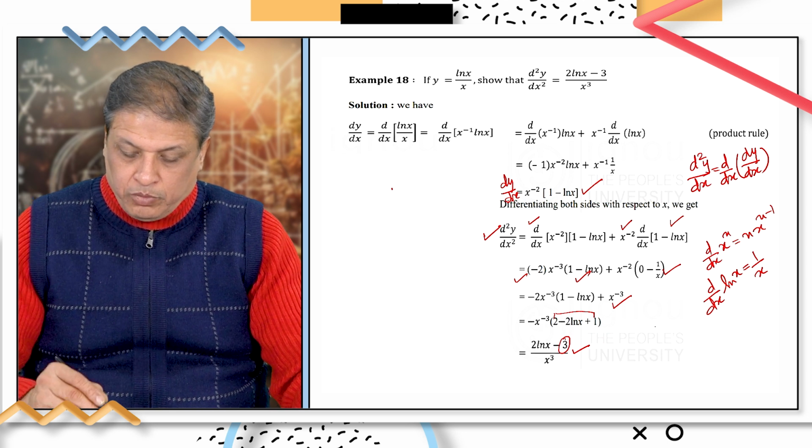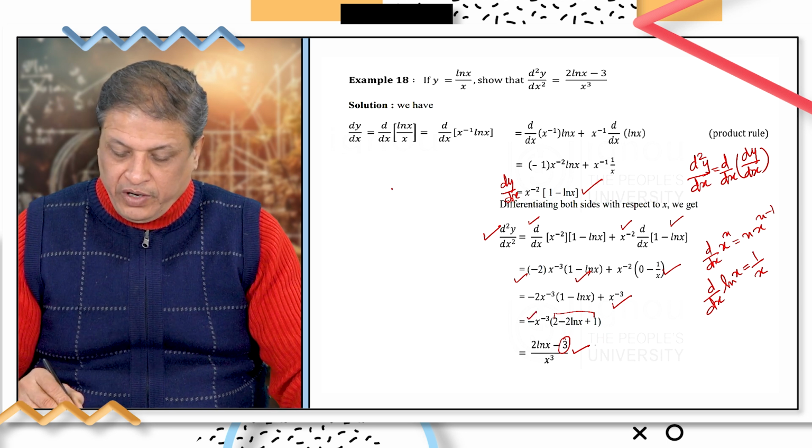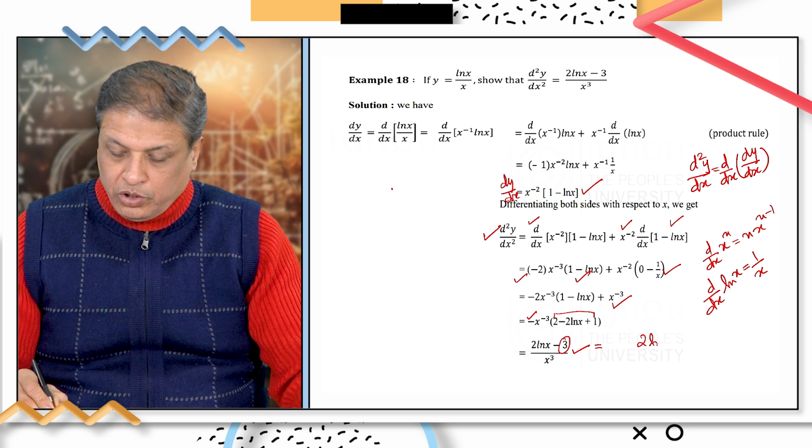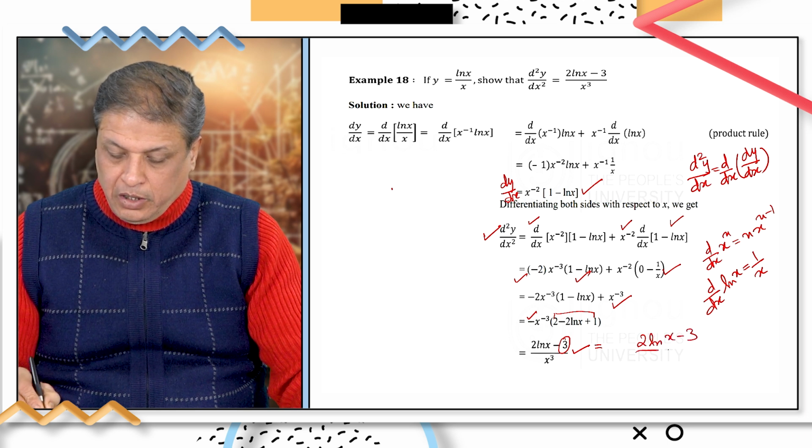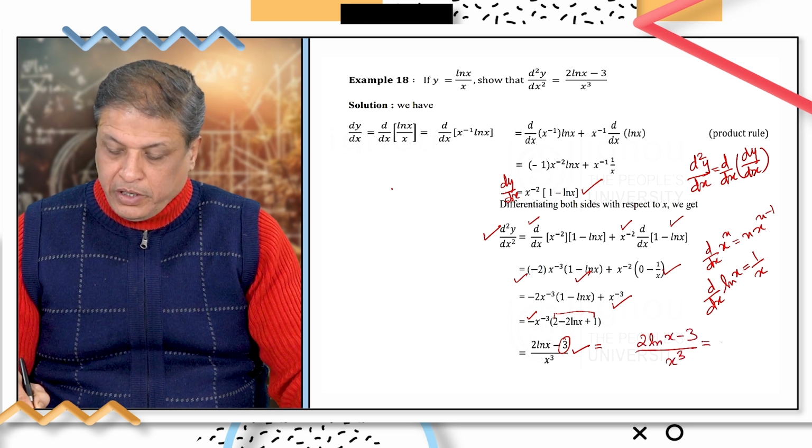So, rearranging, because the minus sign is outside over here, the final solution turns out to be 2 into natural logarithm of x minus 3 upon x cube. This will be our d2y by dx square.